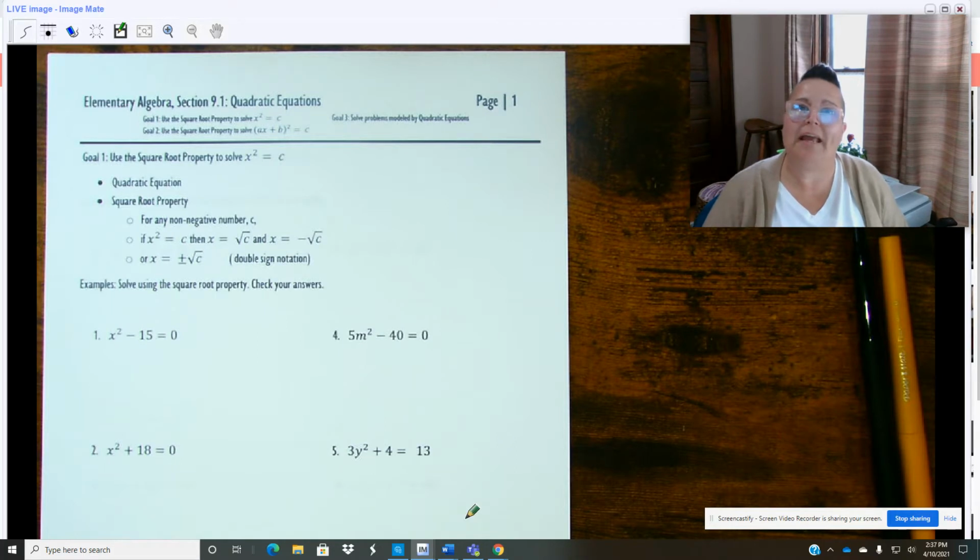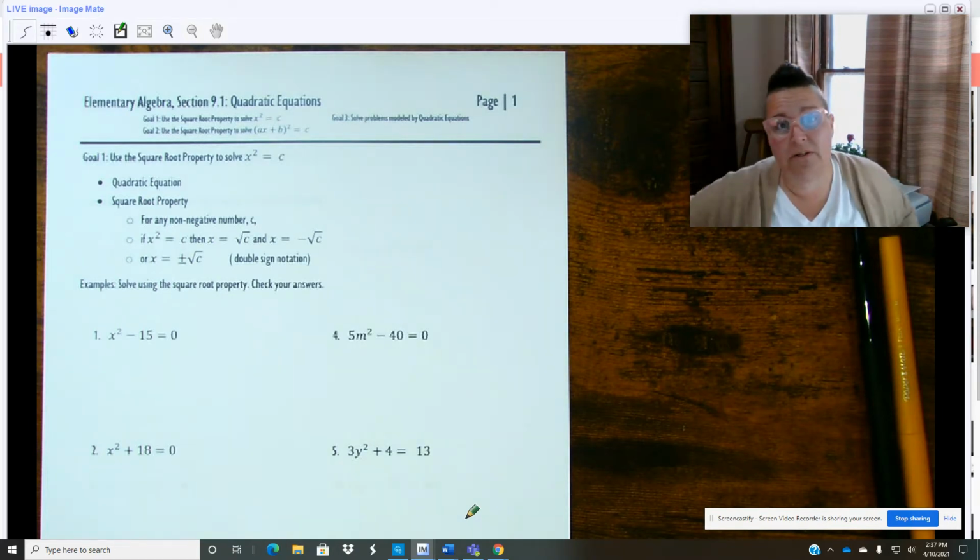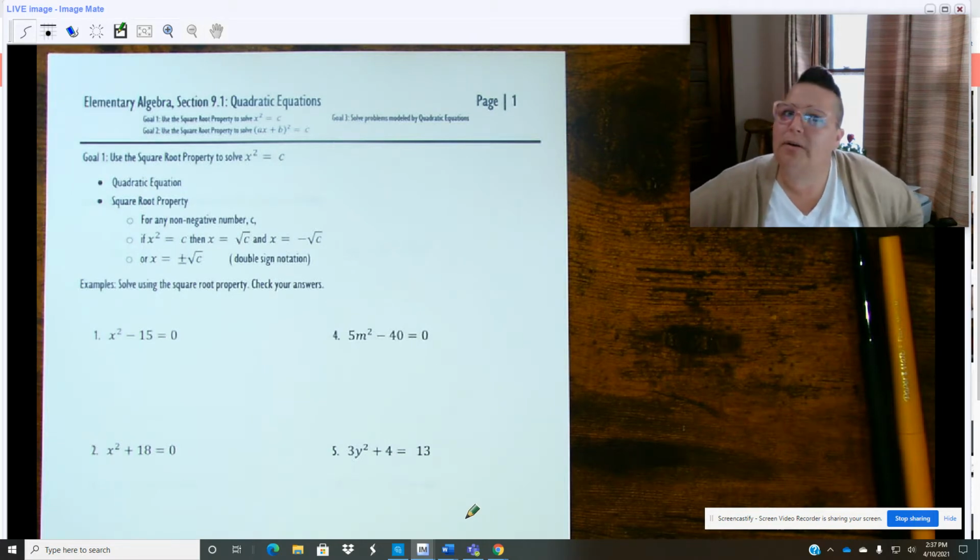We are going to be looking at Chapter 9 today. Chapter 9 is all about quadratic equations. These are equations of the form x squared, usually plus bx plus c equals 0. The important part about this chapter is that we're going to be learning 4 different methods to use in order to solve a quadratic equation. Actually, you already learned 1. So we're going to be learning 3 more.